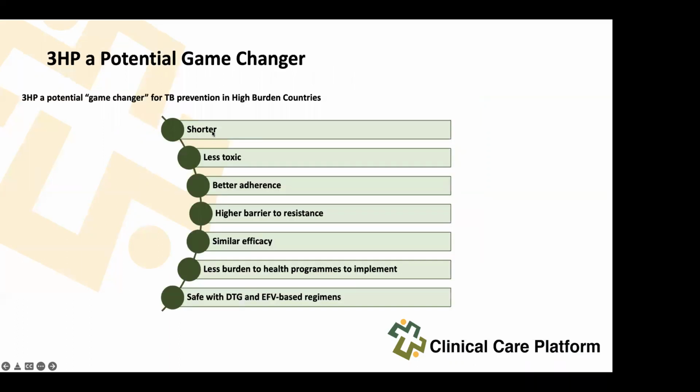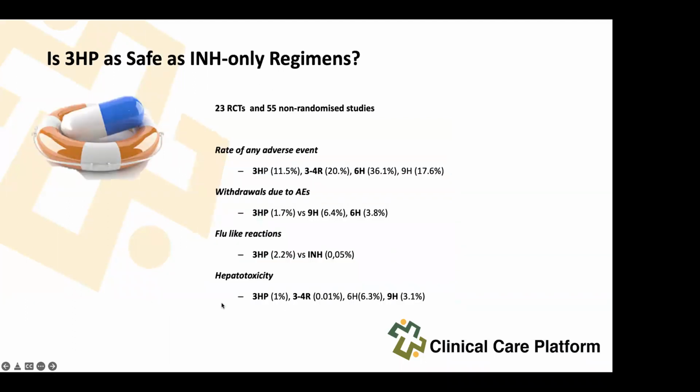This regimen is shorter, obviously, and it is also less toxic because it's taken once a week. Better adherence because it's 12 doses and patients are done. It has a high barrier to any form of resistance because we are using more than one drug. Similar efficacy to 12 months INH and other regimens. Less burden on the health system, and it is safe as well to give with DTG and efavirenz. But I said, especially with DTG, you need to attend the course to understand how to initiate 3HP for patients who are on DTG. There are some do's and don'ts, which are beyond what I'm trying to share with you for today.